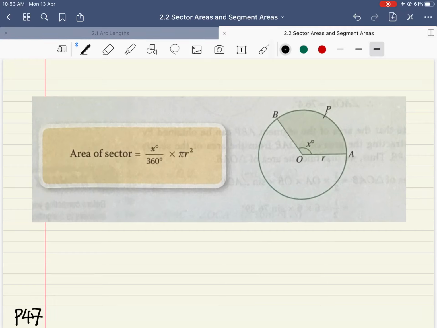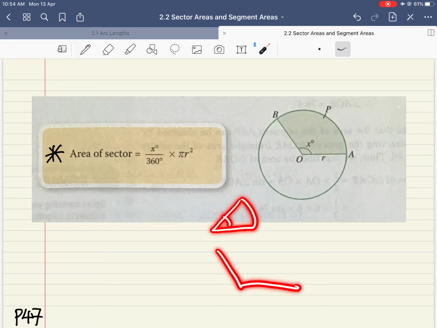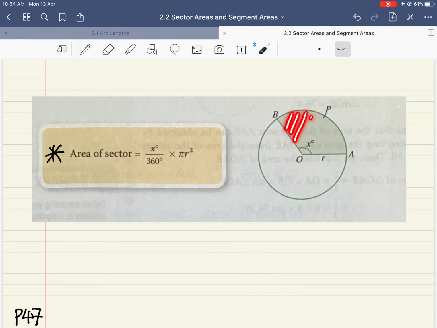Okay, today we are going to look at 2.2 sector areas and segment areas. The first formula that you need to know and to memorize is that the area of a sector is x over 360 times pi r squared. So the same concept as the arc length is the proportion of the entire circle times the area. So basically, for a smaller angle, you get a smaller area. Then for a larger angle, you get a larger sector area.